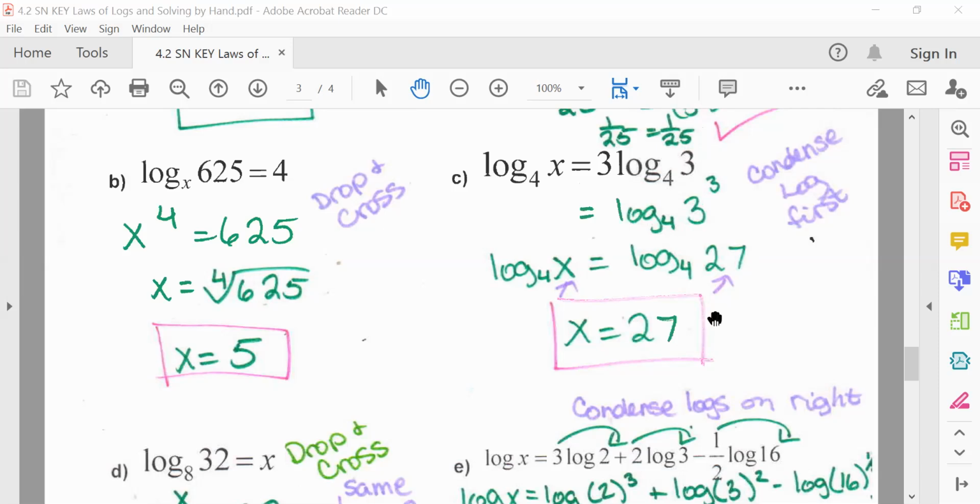In this case, instead of getting the bases the same, the base of the logs were already the same. We just needed to condense and simplify each side into one single log. Okay, any questions on that?